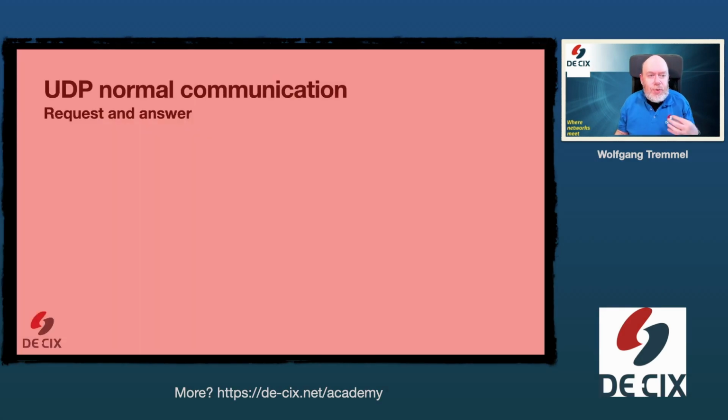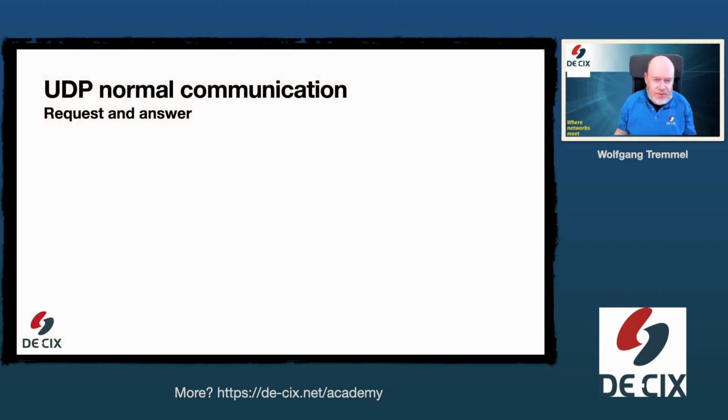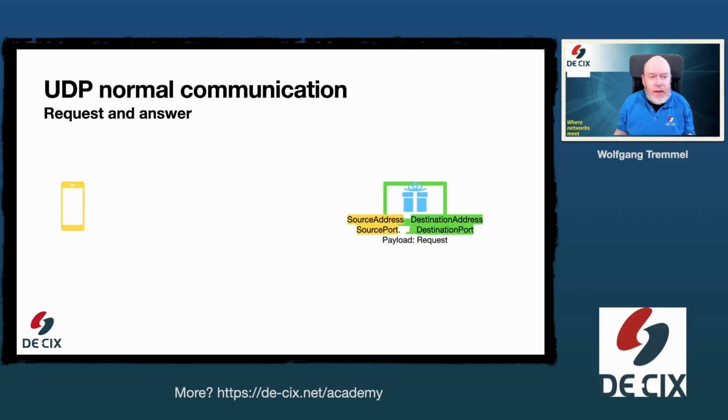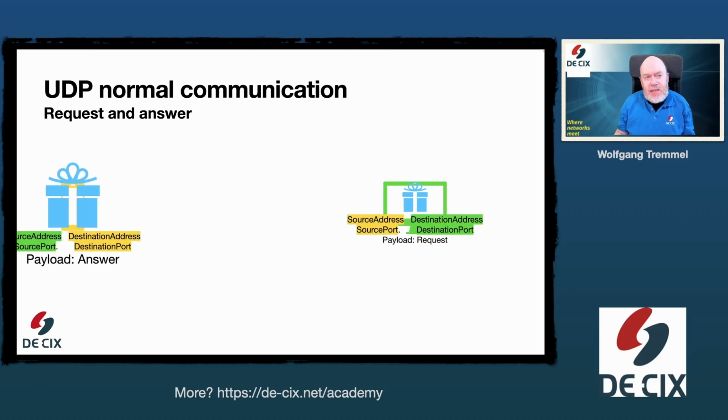Let me show you how a UDP connection usually works. Here we have a sender and we have a receiver. So we are sending a UDP packet from the sender to the receiver. And we get an answer. And as you see, the answer is quite bigger in terms of bytes, in terms of packet size, than the request.